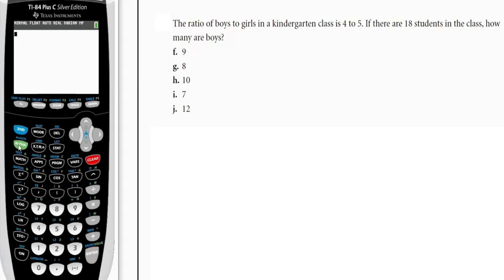Okay, alpha window, fraction, and 1. This time around, the ratio of girls is 5 over 9. Alright, come here times 18. You will still get 10 as the output. Either way we work, 10. Okay, so it's as simple as this. This is how you can solve this question easily and fast.